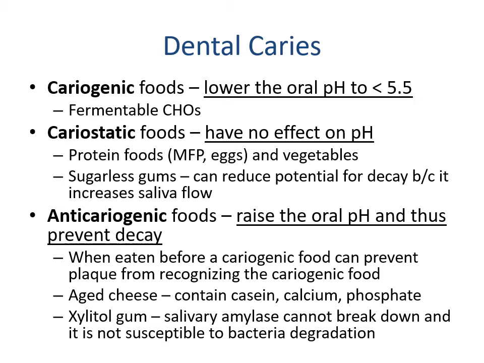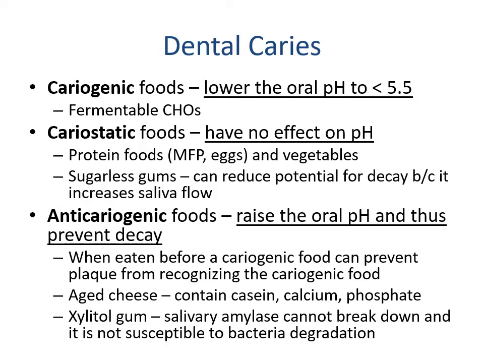Cariostatic foods are going to have no effect, or they're going to remain static on pH. This is going to be protein foods, so your meat, fish, poultry, eggs, and vegetables. Sugarless gums, right, can reduce the potential for decay. And then we also have our anti-cariogenic foods, and these raise the oral pH and help prevent decay.